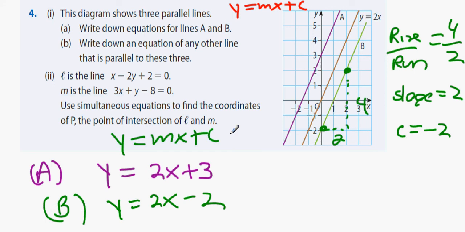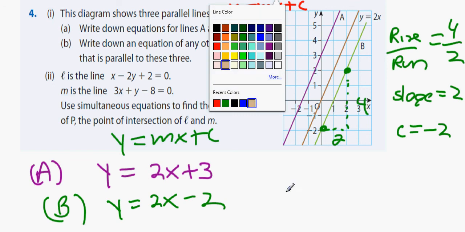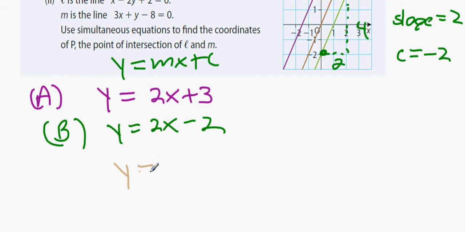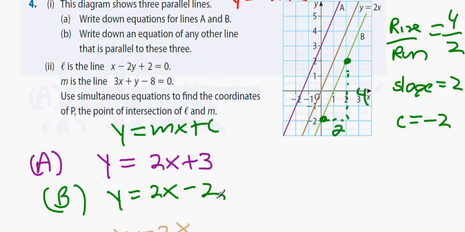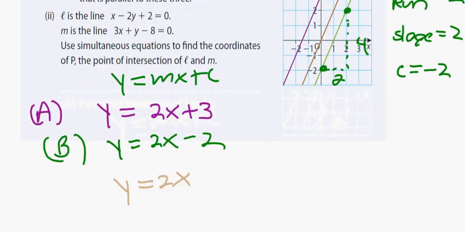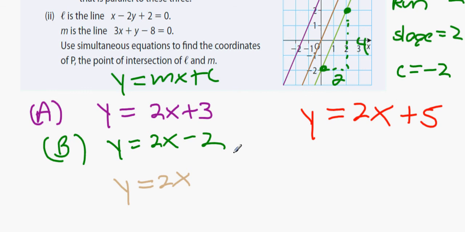Okay. Write down an equation of any other line that is parallel to these 3. Well, what you know about A, B, and the third one there, which I'll try and get a brown colour for, is that they all have y equals 2x on them. It can be 2x plus anything, and they're all parallel. We can see that they all have the same slope. So to write down another equation, we could just say y equals 2x, and just use a number that we haven't used yet. 2x plus 5 would be another one.